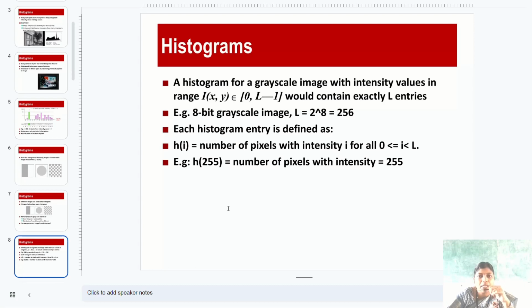A histogram of a grayscale image with intensity values ranging over I of x comma y belonging to 0 to L minus 1 would contain exactly L entries. For 8-bit grayscale images, L is equal to 2 power 8, that is 256 levels. Each histogram entry is defined as h of I, which is the number of pixels with intensity I, for all I with 0 less than or equal to I less than L. So h of 255, with levels 0 to 255, is the number of pixels with intensity level 255.